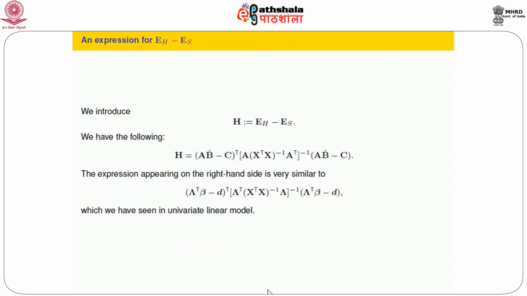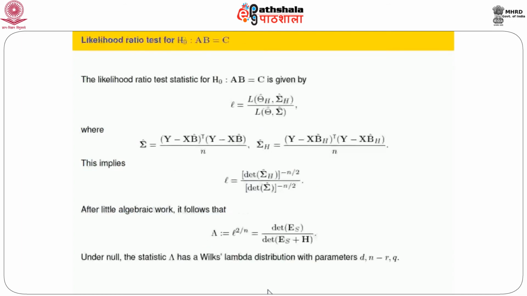We have seen exactly the same thing in the univariate linear model, which is lambda transpose B minus D transpose, lambda transpose, etc. And what did we do? We noticed that this is basically the deviation between lambda transpose beta hat and D. So if this deviation is large, those large values are indeed significant. In exactly the same manner, if this is large in some sense, then we can declare that perhaps there is evidence in the data that H0 is false. So this is essentially the same thing we have done earlier, except that now we are working with matrices.